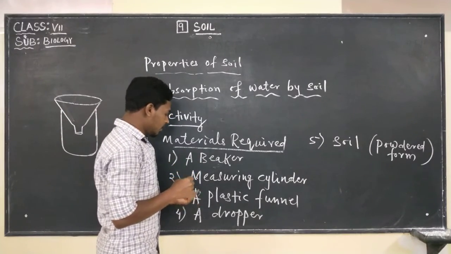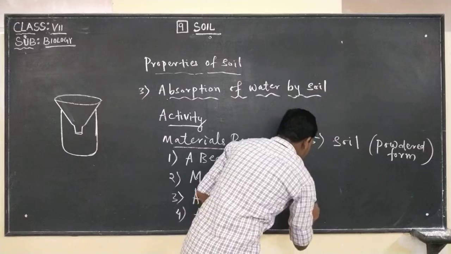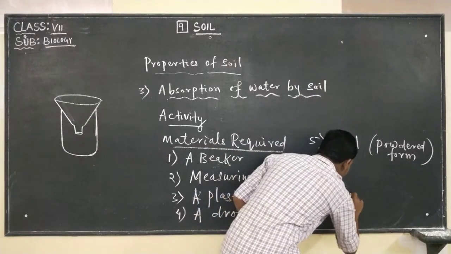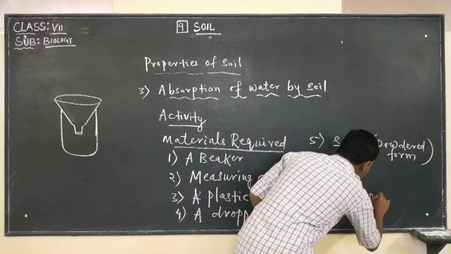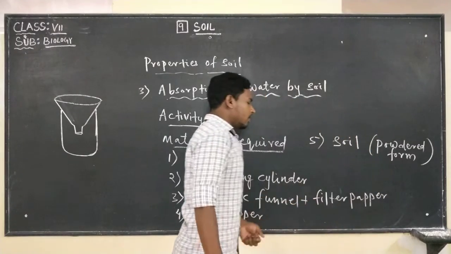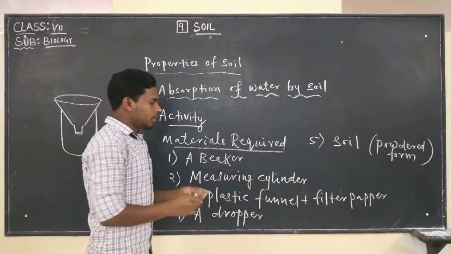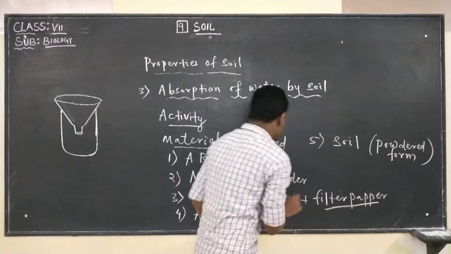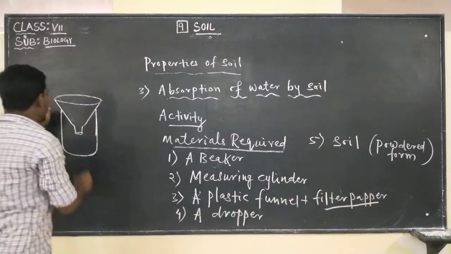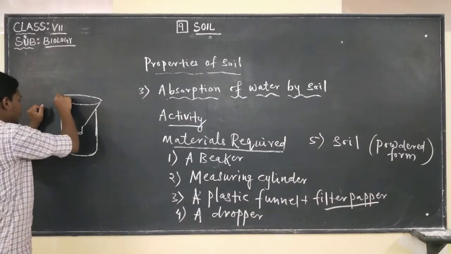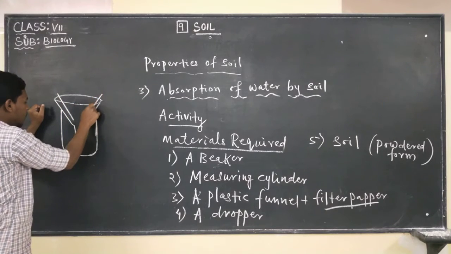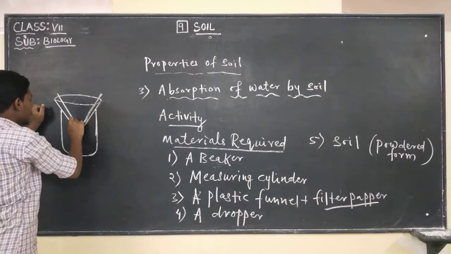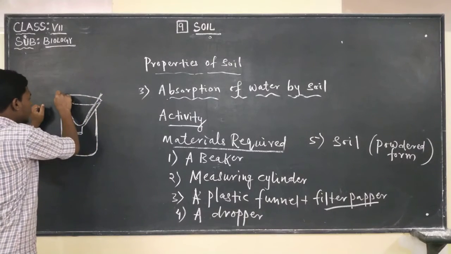Filter paper. Along with the funnel we also require filter paper. If filter paper is not there, a piece of newspaper sheet is also enough. We need to fix the filter paper inside the funnel. It should not have any holes. It should be fully fixed into the funnel.